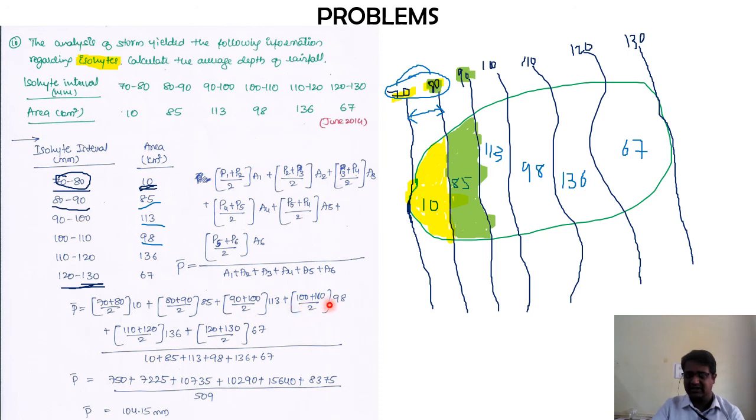Next, 100 plus 110 divided by 2 into 98. 110 plus 120 by 2 into 136, which is over here. And lastly, 120 plus 130 by 2 into 67. That is the last term. Keeping this divided by the whole area, the entire thing has been calculated over here. Based on that, the average precipitation that we have got is 104.15 mm. This is how we do the calculations with the isohyetal method.